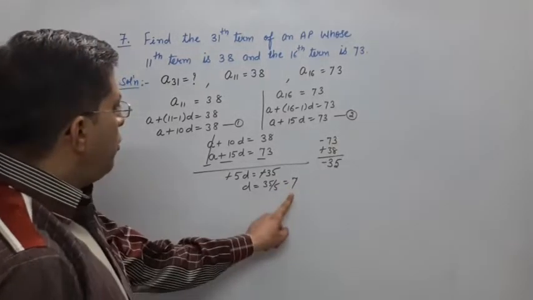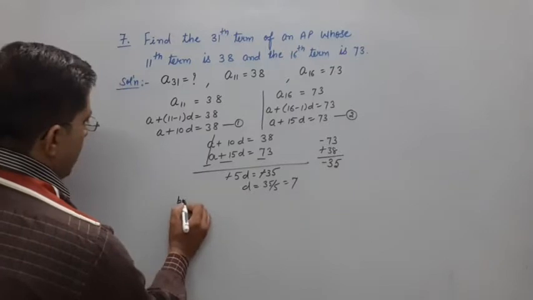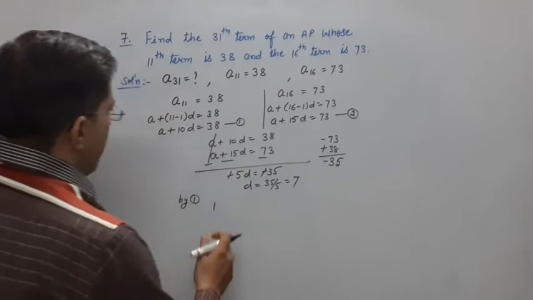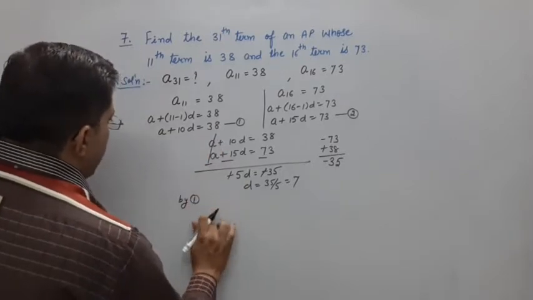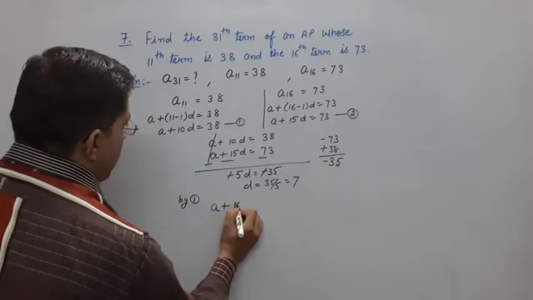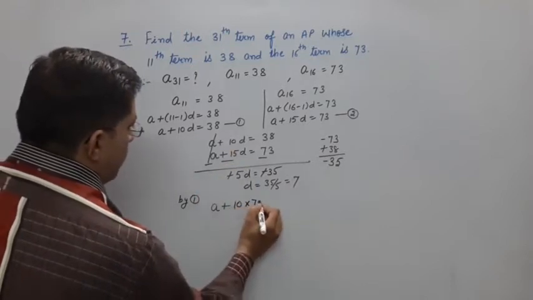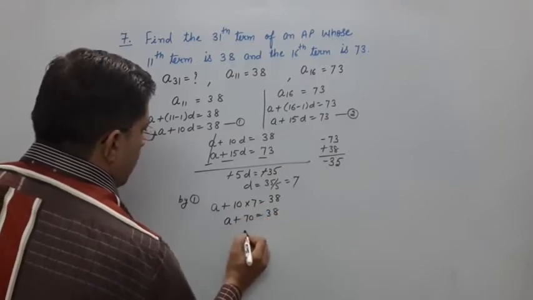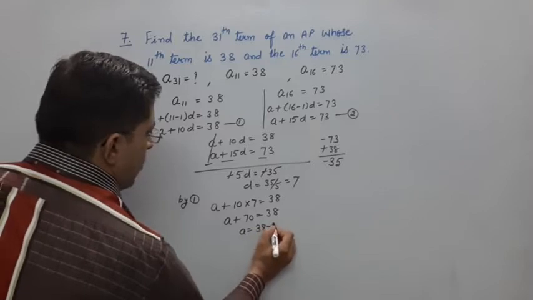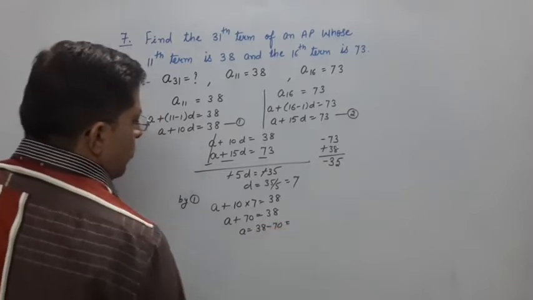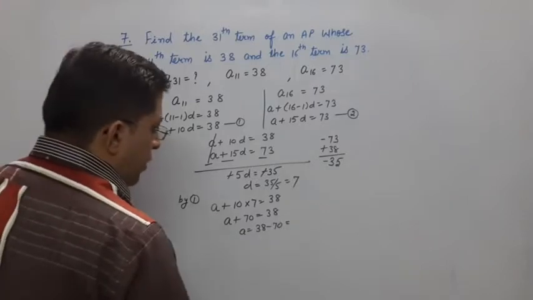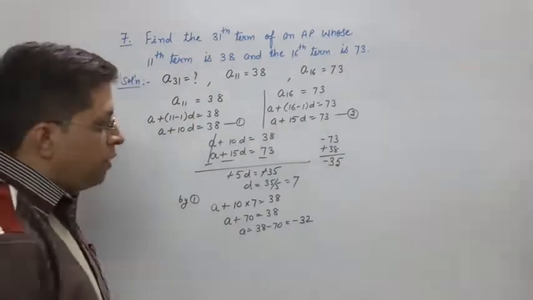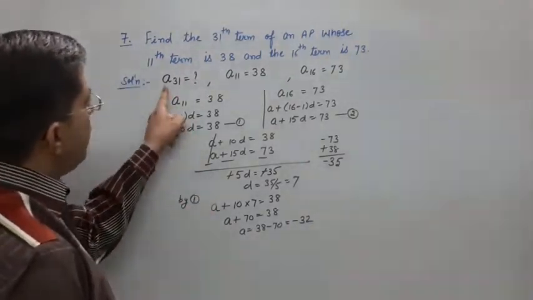Here, put the value of D in equation number 1. See here, this is A plus 10D, and D is 7. A plus 70 is equal to 38, so A is equal to minus 32. But in the end, what do you have to find out?